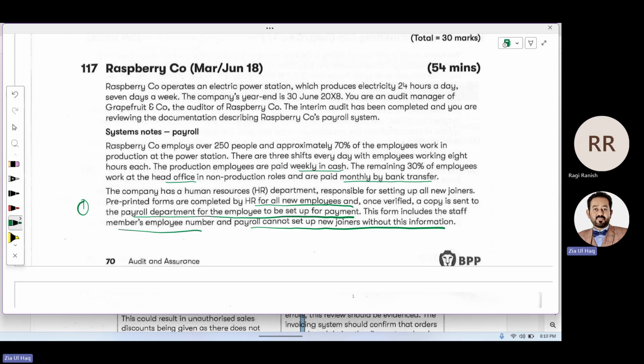What is the test of control? Take a sample of new joiners' records. Match with the authorized employee form to ensure all new joiners are authorized through a form by the HR department. Is that fine?